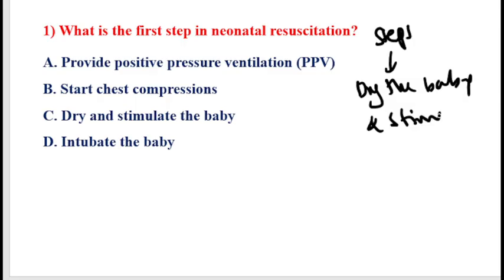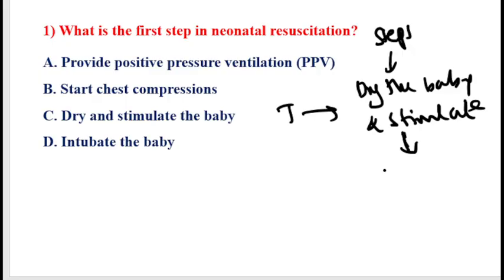We have to give stimulation. Stimulation can be given with a back rub or by rubbing the sole of the baby. Even after back rub and sole rubbing, if the baby does not cry, then next, this is temperature, we are drying and maintaining everything.